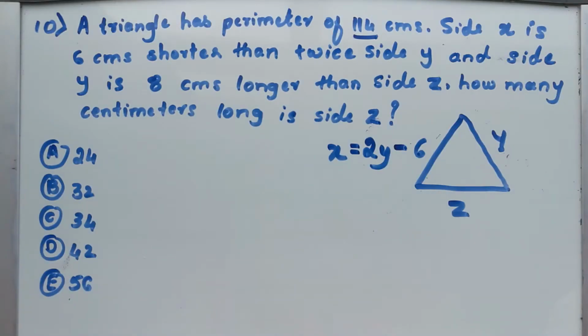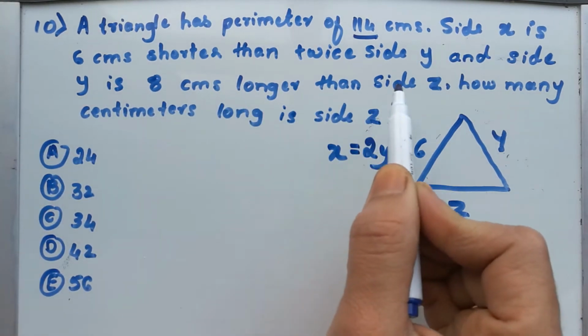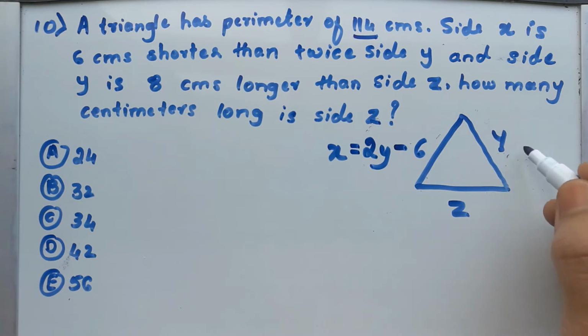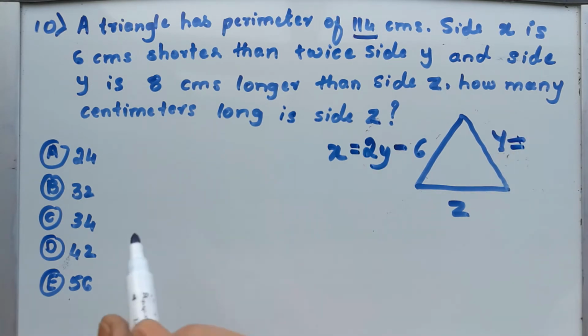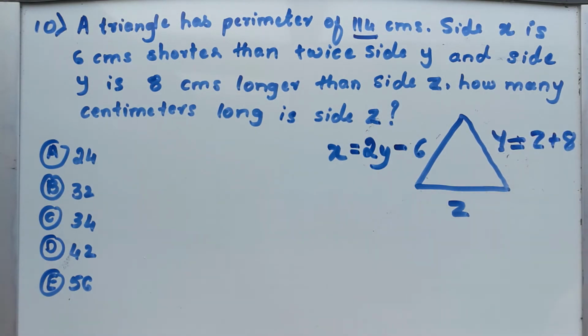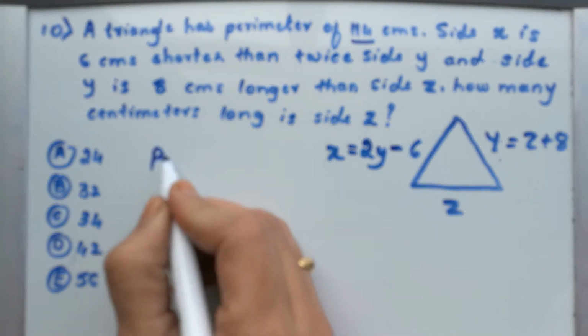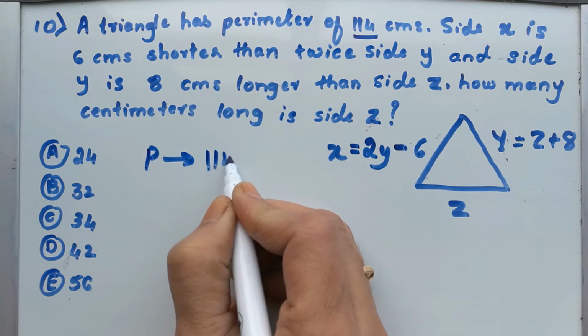Then side Y is 8 centimeters longer than side Z. That means Y is Z plus 8. So we have side X, side Y and side Z. Now perimeter is given. Perimeter of the triangle is 114 centimeters.